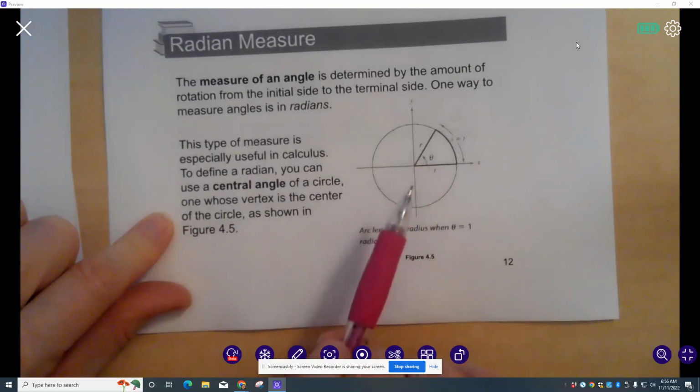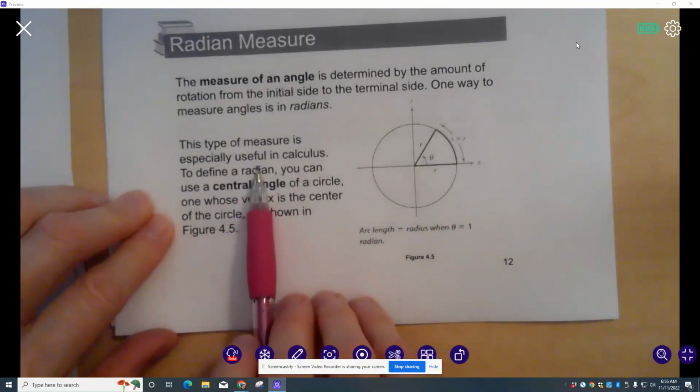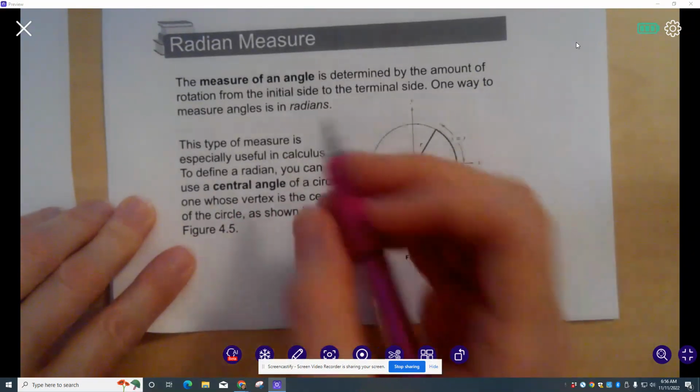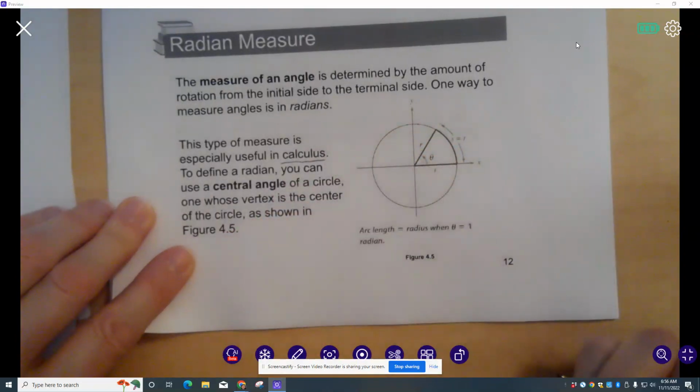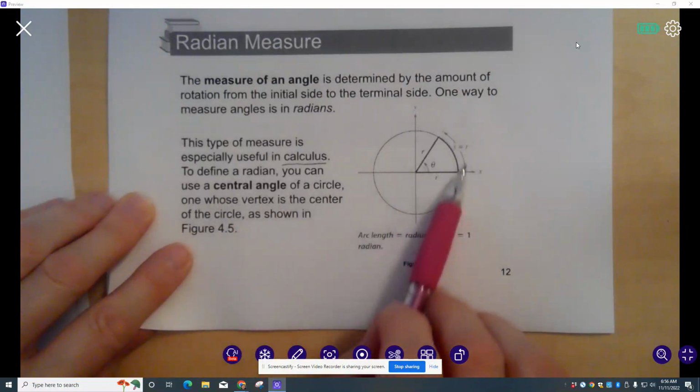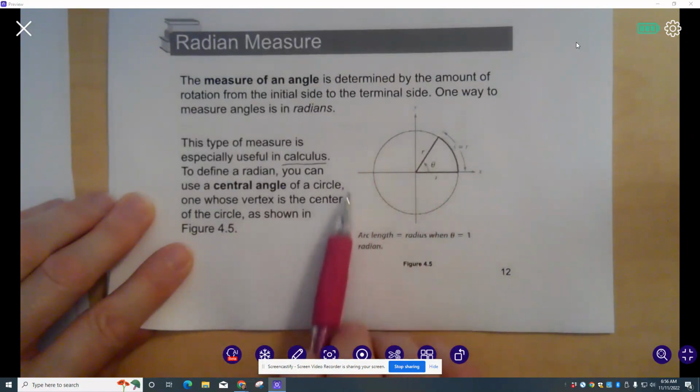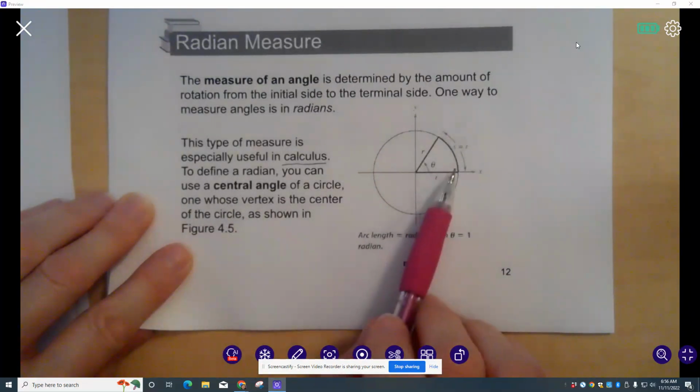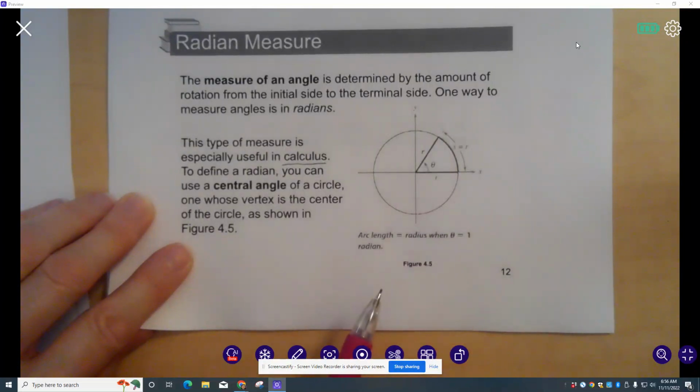One way to measure angles is in radians. This type of measure is especially useful in calculus. Actually, in calculus, we use all radians. We never use degrees. So what they're doing is taking the full circle and dividing it into sections. That would be the measure of this length.